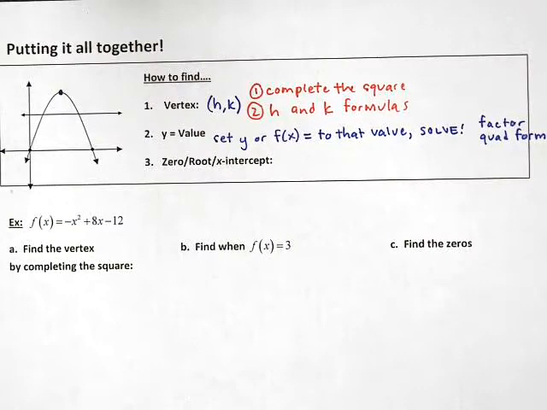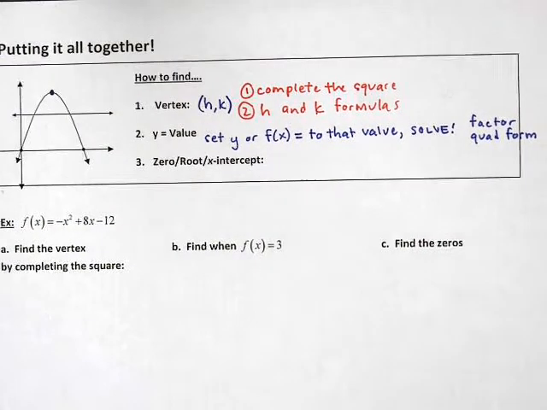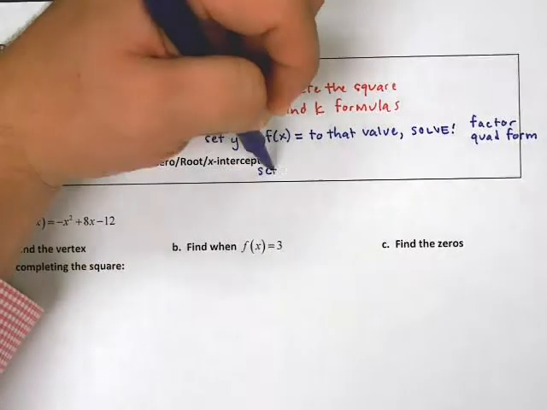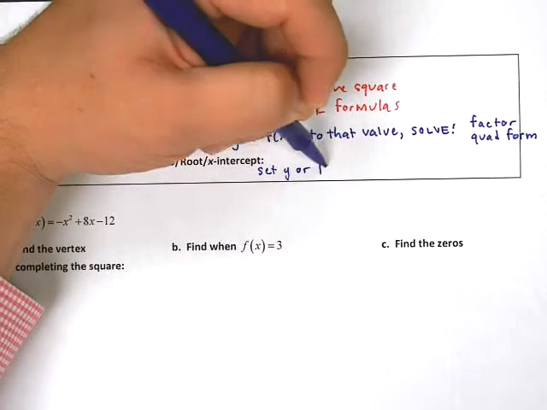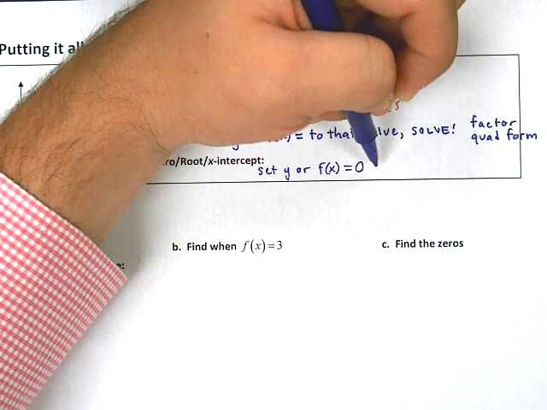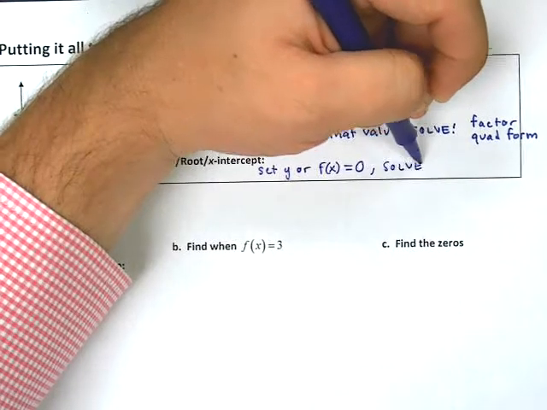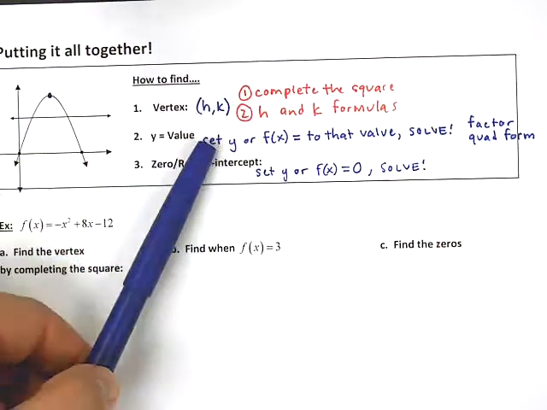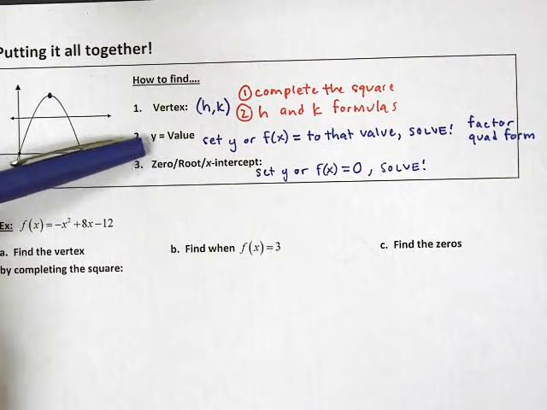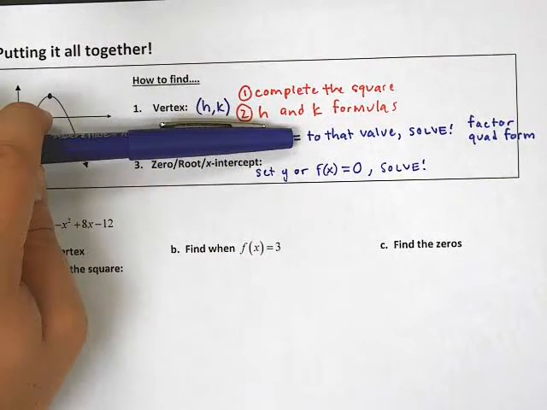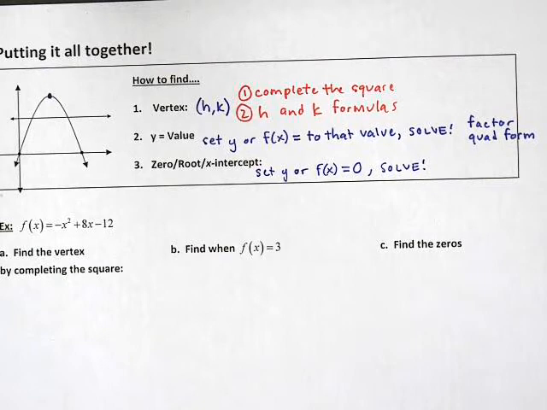Now, honestly, 0, root, x-intercept, it's the exact same thing. It's just that now you're setting y, or f of x, equal to 0 and solving. These are honestly the exact same thing. It's just that there's a little extra work when I give you a value, because you have to set it equal to that value, and then you have to move that over to the other side before you use the quadratic formula or factor. Okay?